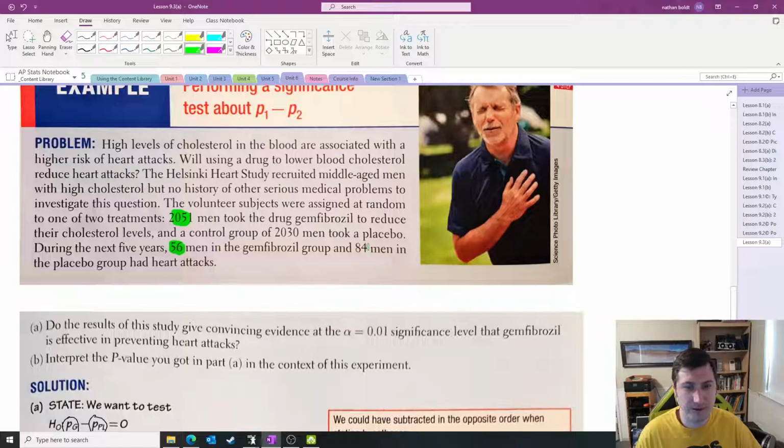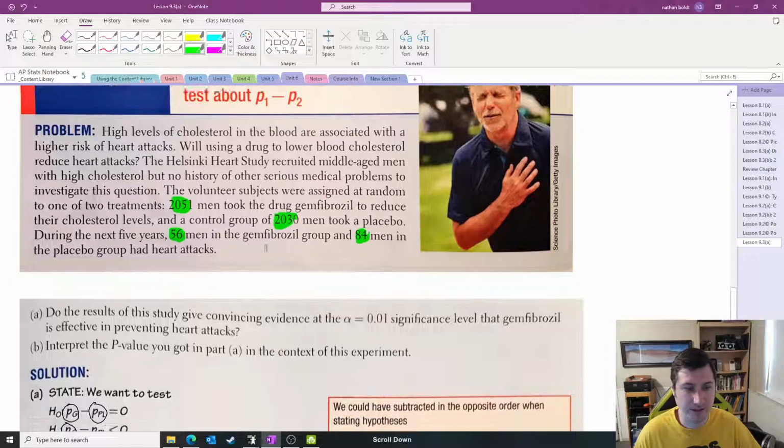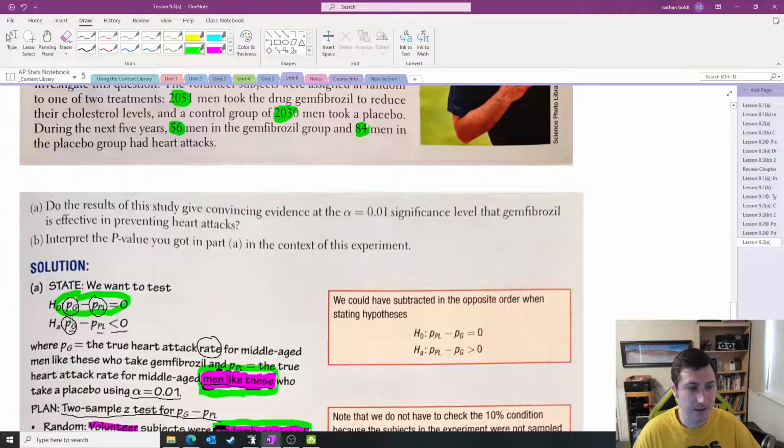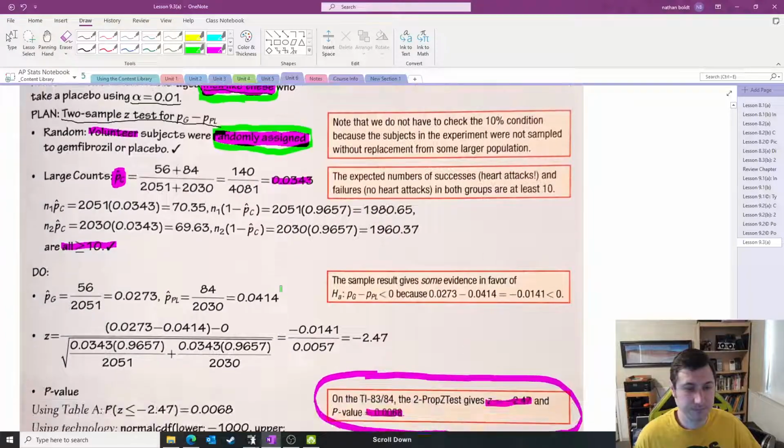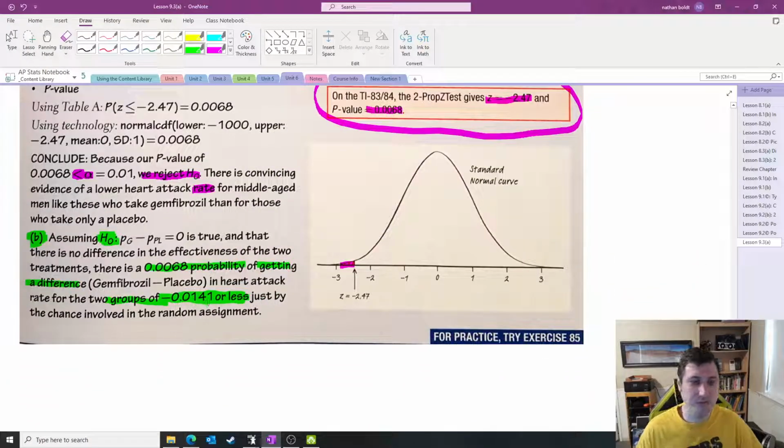56 over that sample, and the other one would be this one over that sample, right? They actually calculated out the difference in proportion of getting 0.0141 or less just by the chance involved in the random assignment. Sample variability, essentially, right? There was a 0.014 probability of that happening by random chance. That is crazy small. So we reject the null hypothesis. Okay? Sorry, there was a 0.006 probability of that happening. So we reject the null.